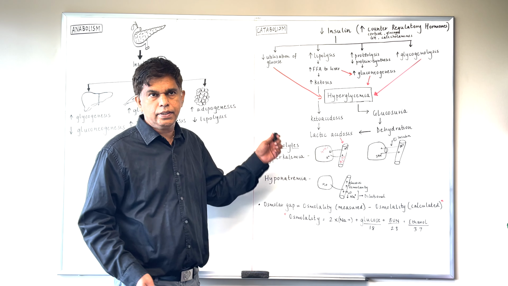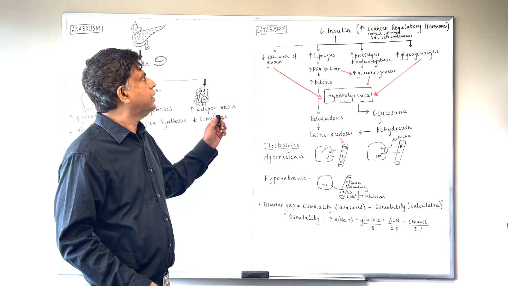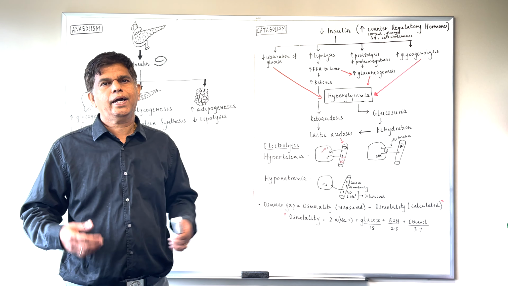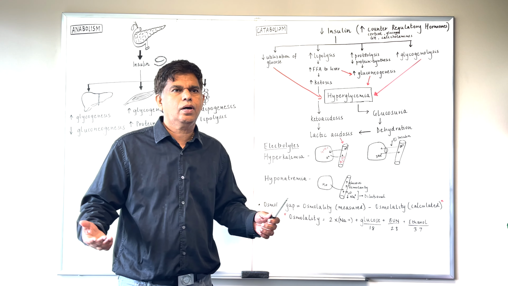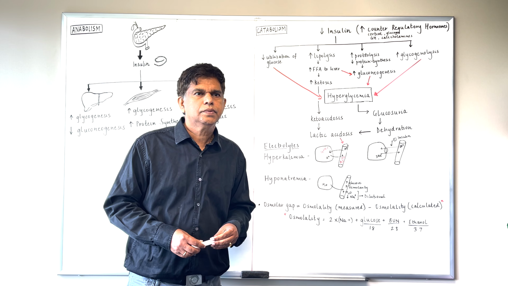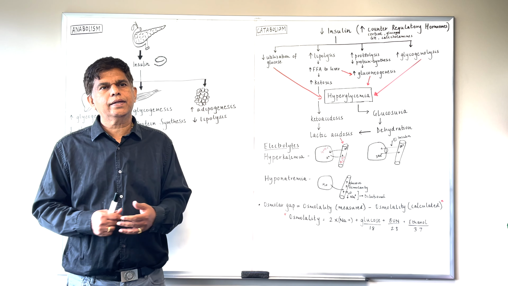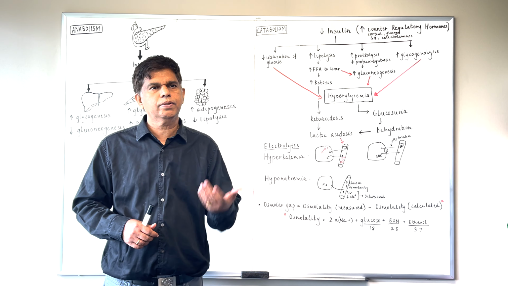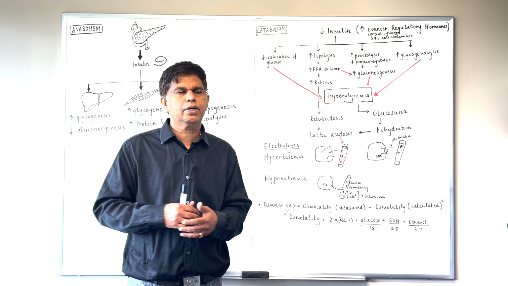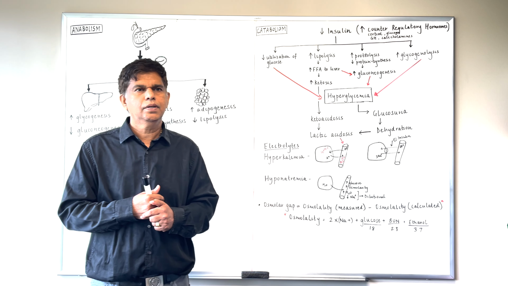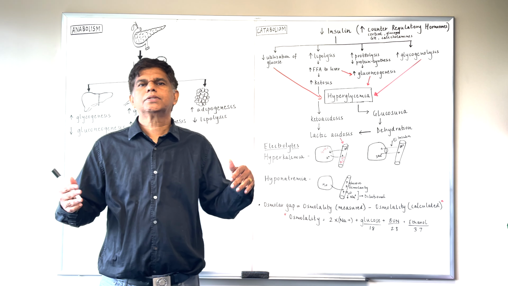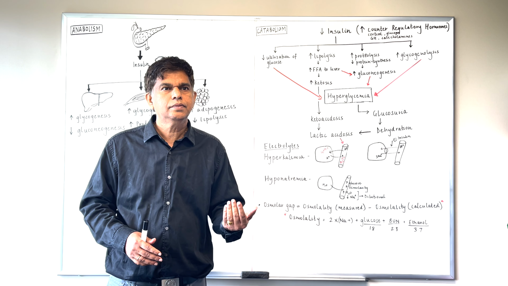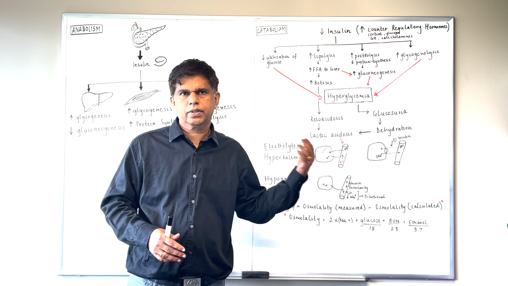So what happens in DKA? Which one is more common, type 1 or type 2? I would say type 1 DKA is more common, though type 2 is also becoming more common. What is the difference in mechanism between type 1 and type 2? In type 1, there's usually no insulin at all. Type 2 is more like insulin resistance.